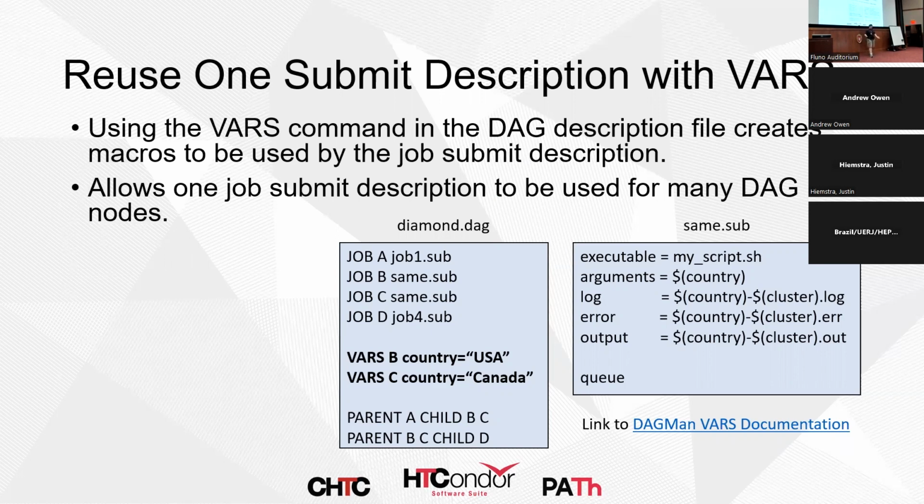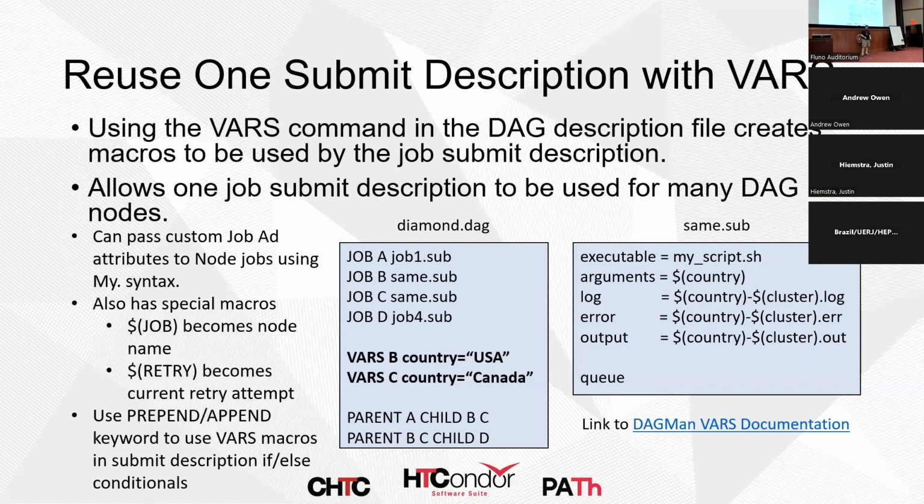On a low scale like this, that's only 2 nodes, but maybe you have 100 nodes that run similarly. Rather than writing 100 unique submit files to then run, you could write one and have all these VARS lines that pass the necessary information. You can also use this to pass my. syntax information that, if you don't know, will inject or create a ClassAd attribute that will go into that job's ClassAd. It does come with a couple special attributes. JOB, that'll be the node name. You can pass that down to your jobs. RETRY, if you're using the retry feature, the number of retries that we're on.